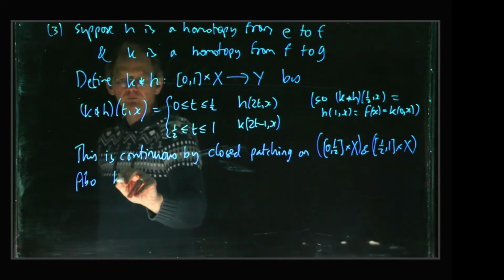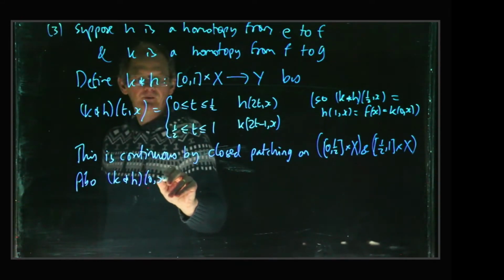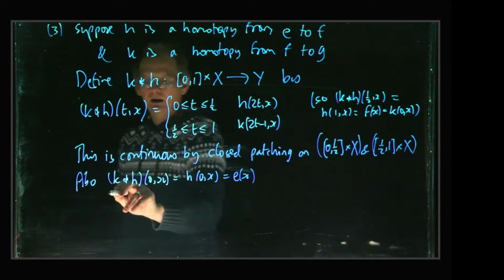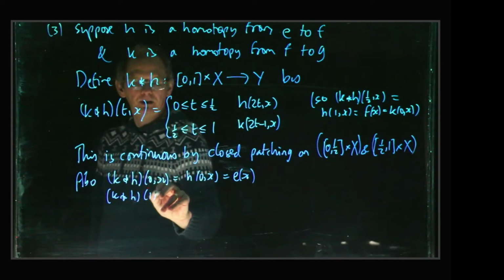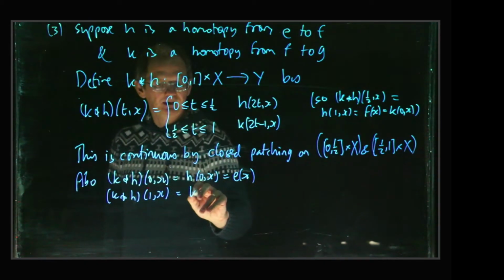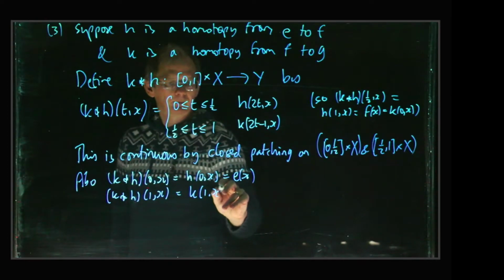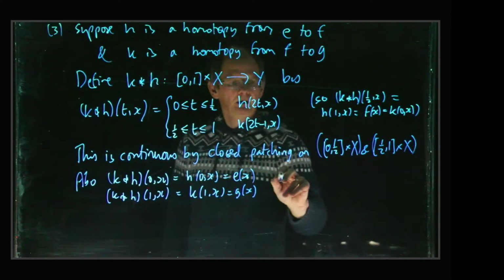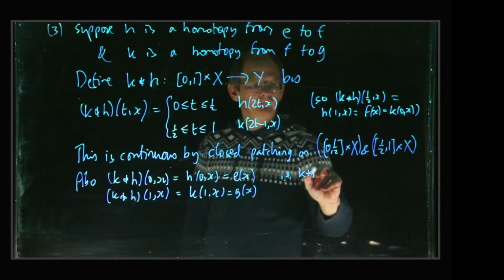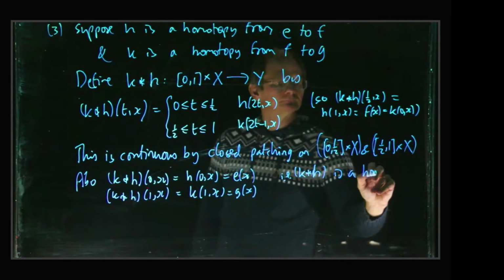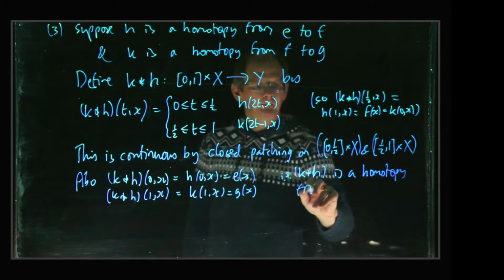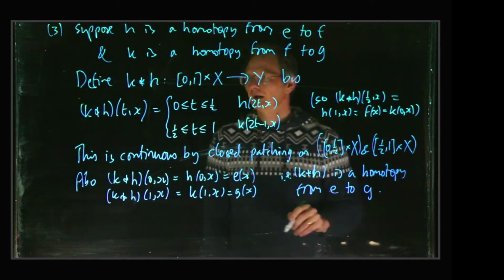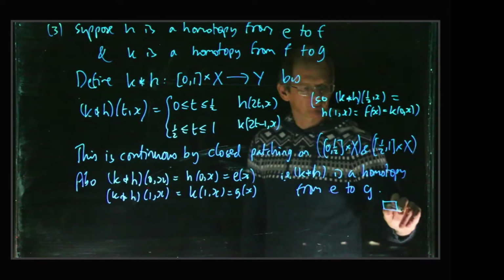And also, if we look at k star h of 0, x, well then we're in this first clause, so we get h of 0, x, which is e of x. And k star h of 1, x, well then we're in the second clause, so we get k of twice 1 minus 1, which is 1, comma x, and then k was a homotopy from f to g, so this is equal to g of x. I.e. k star h is a homotopy from e to g. Okay, so that completes the proof that this relation of being homotopic is an equivalence relation.